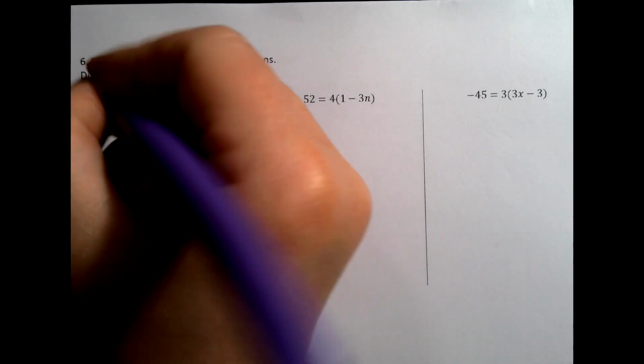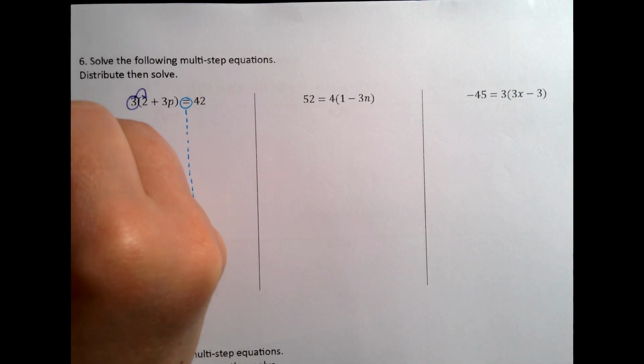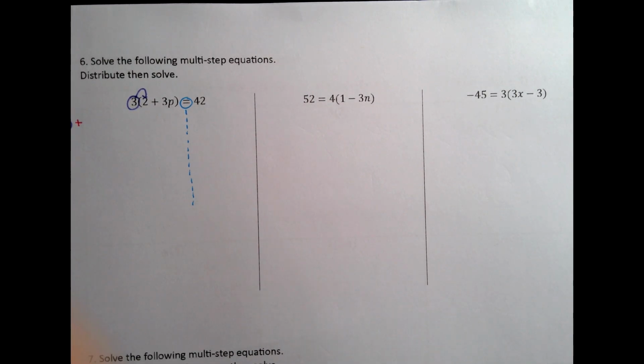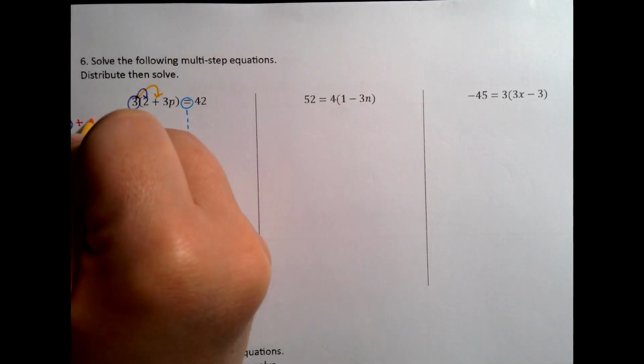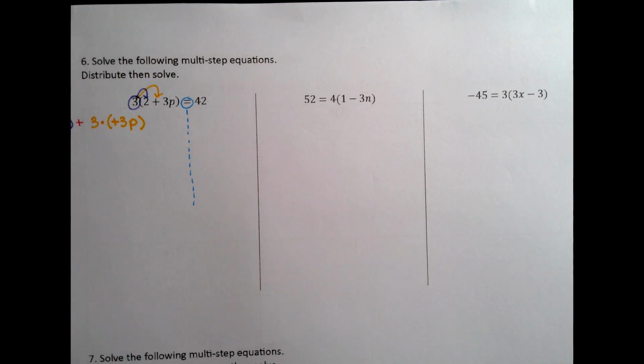And we're going to pick up this 3. Now this 3 is going to go on 2. So 3 times open to close it. And that 3 is also going to go on this positive 3p. Bring down your 42.